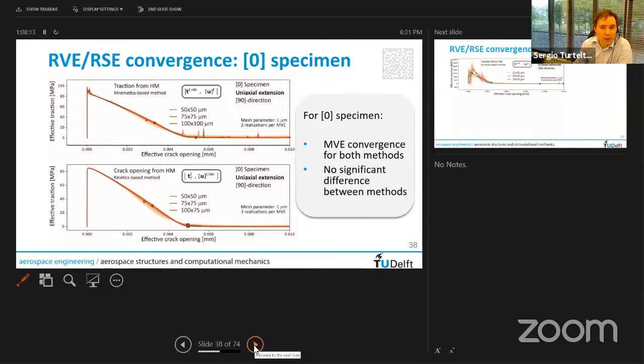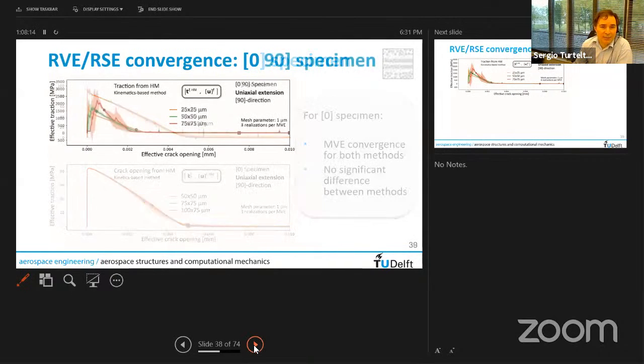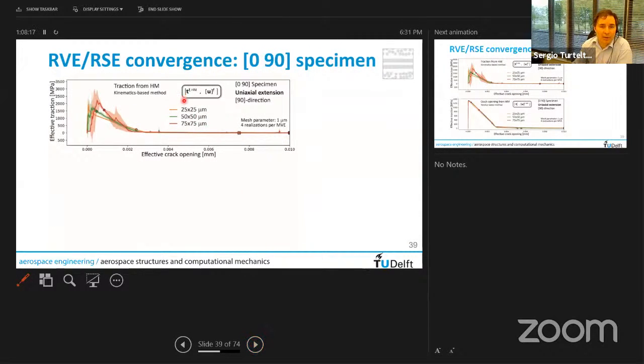Surprisingly, when we went to the other type of specimen, the 090, and we tried the kinematic space method, we found a mess. So no convergence. 25, 50, 75. It was getting even worse. The 100, yeah, all over the place.